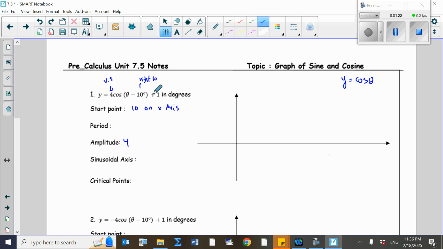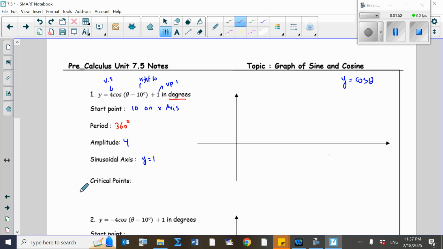Then a number is added to your function. This is going to move the function up 1. So the sinusoidal axis, which was at 0, is now going to be at y equal to 1. Notice that no number is multiplied by the theta. Here, the parent function doesn't have anything, and here also it doesn't have anything. So the period has not changed. We're working with degrees, so the period will be 360 degrees. It's not going to change.